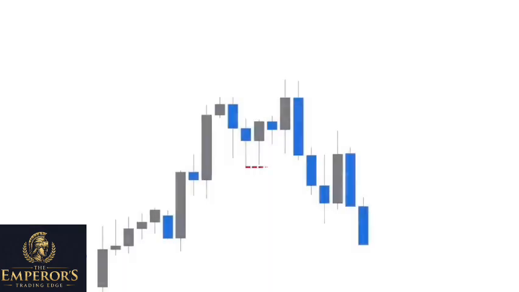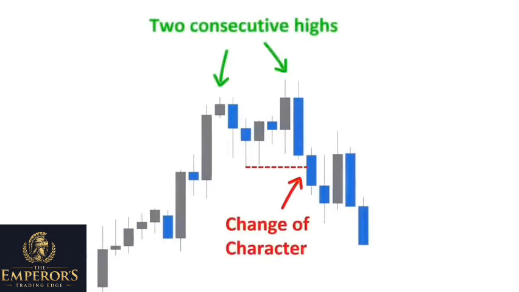To identify a valid change of character, first, we mark the lowest point of the latest swing low that created 2 consecutive highs. Then if we get a break and close below this low, it signals a possible shift in the current trend and confirms the fakeout.